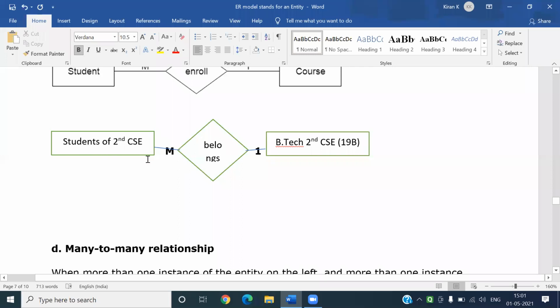A student of second CSE belongs to BTech second CSE 19 batch. There is only one section called BTech second CSE, and students of second CSE, there would be around 120 students. All these 120 students belong to BTech second CSE. So this is called many to one relationship, right? We have seen one to one, one to many, many to one.